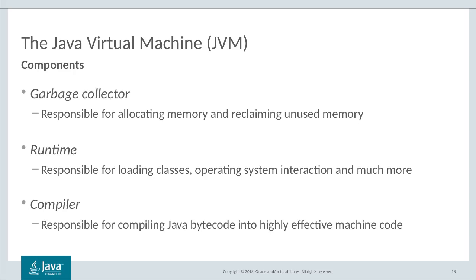The runtime is responsible for many parts, including loading and linking classes, interacting with the operating system to create threads and sockets and more, and also providing logging, diagnostic, and serviceability tools. The compiler is responsible for compiling your Java bytecode into highly effective machine code that runs as fast as possible. And the great news is that all of these components have received nice enhancements in JDK 10.